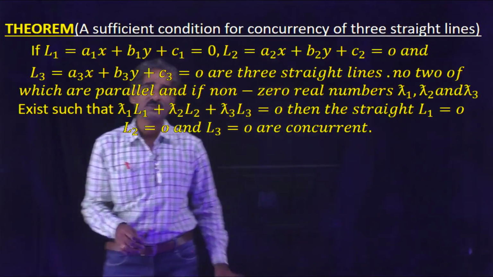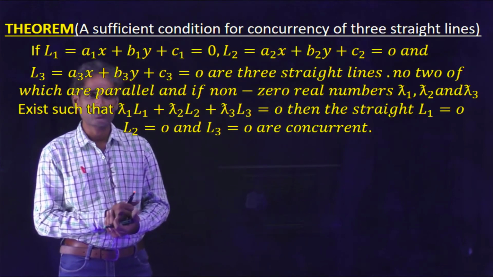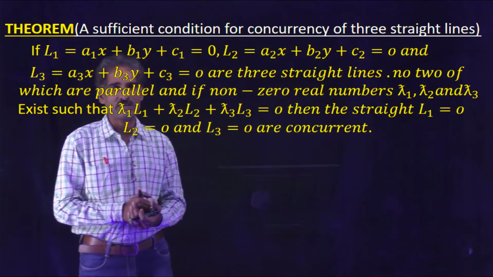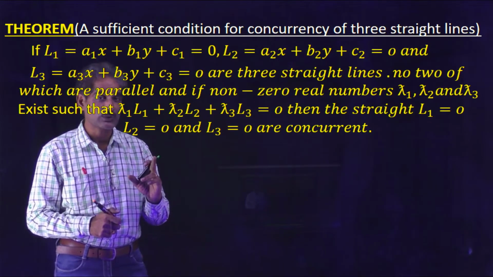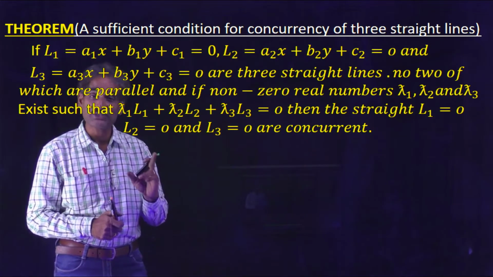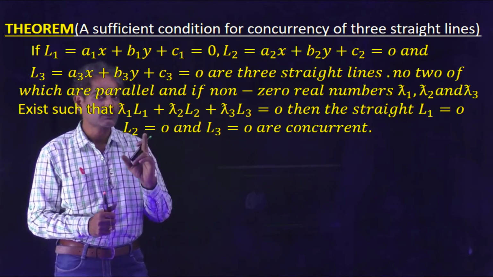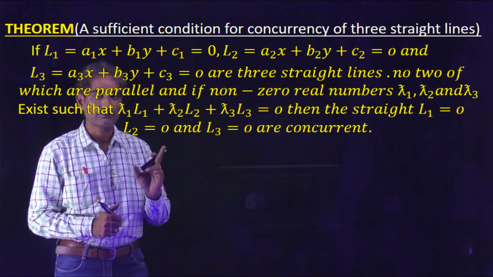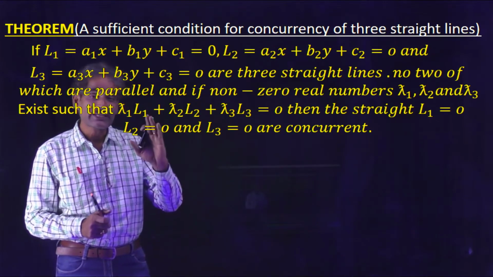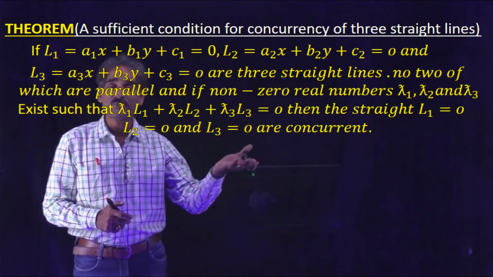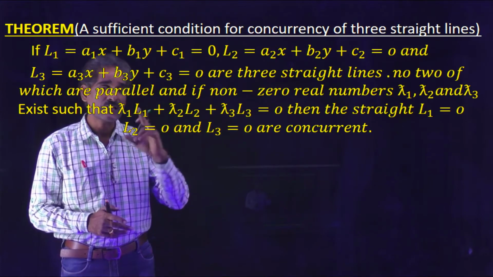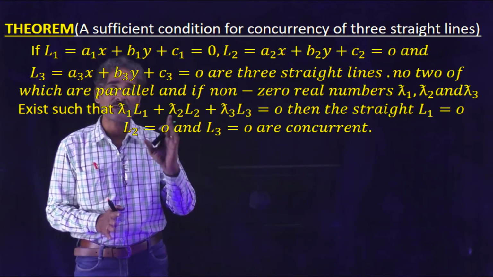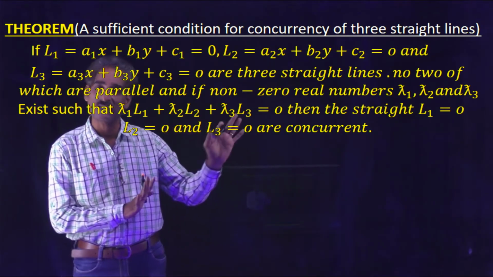See this concept. This is extended from L1 plus lambda L2, otherwise lambda 1 L1 plus lambda 2 L2 equal to 0. We know that lambda 1 L1 plus lambda 2 L2 equal to 0 represents a family of lines, or concurrent lines, passing through the intersection point of L1 equal to 0 and L2 equal to 0. Here we can extend to a number of lines: 3 lines, 4 lines, 5 lines. Already we discussed that for 2 lines, lambda 1 L1 plus lambda 2 L2 equal to 0 represents concurrent lines.